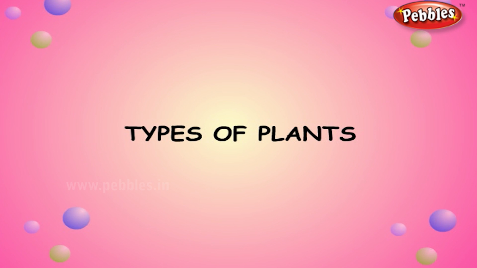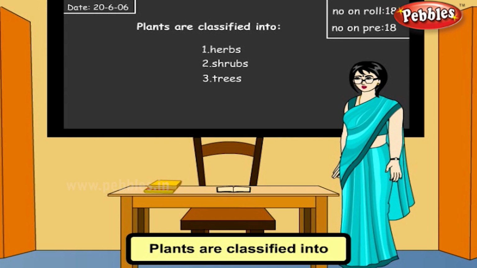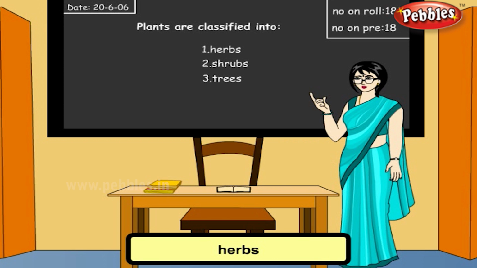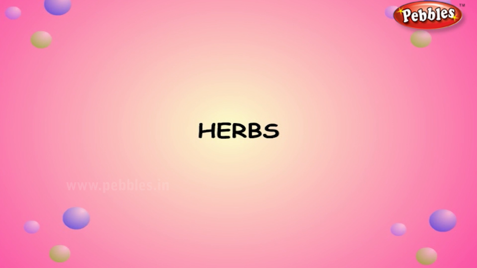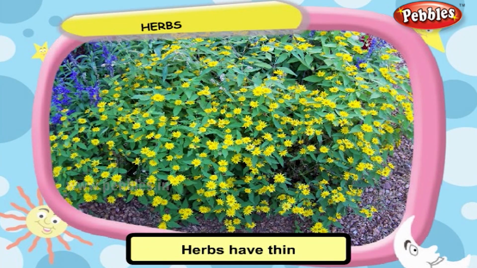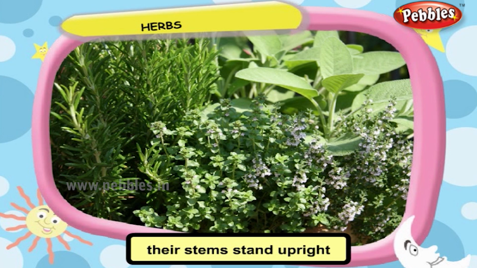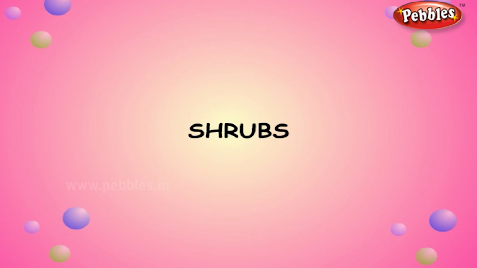Types of plants. Plants are classified into three kinds, which are called herbs, shrubs, and trees based on their sizes. Herbs. Herbs have thin but strong stems. Their stems stand upright and hold the leaves, flowers, and fruits.